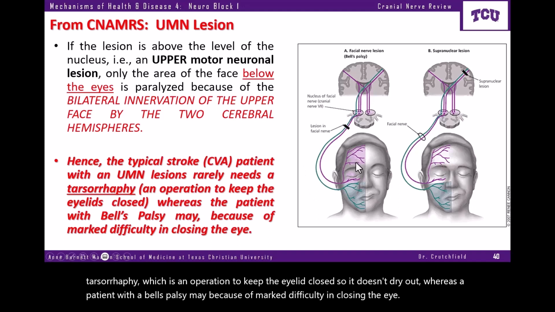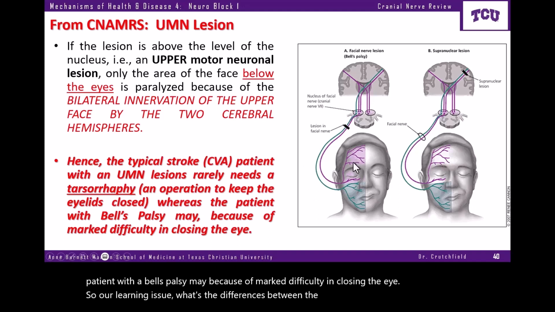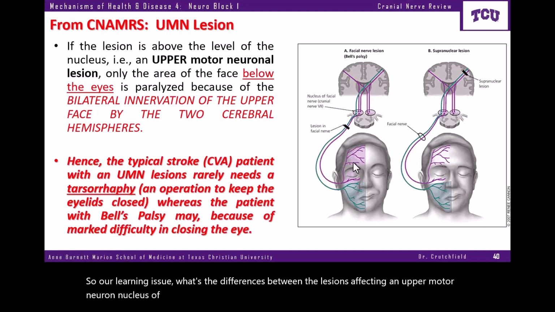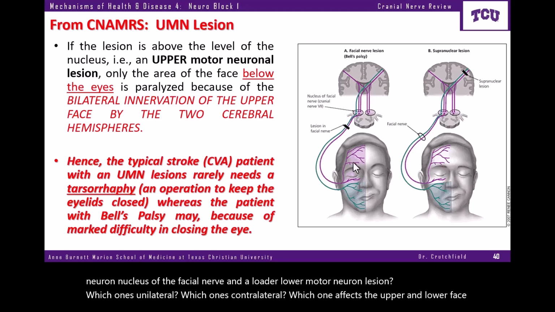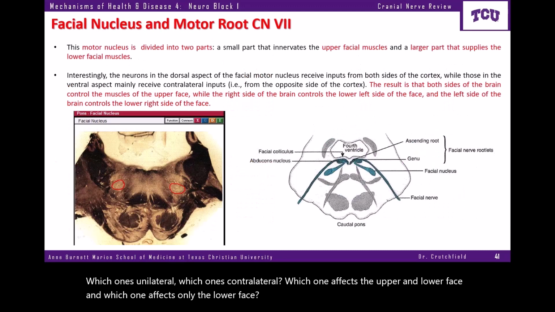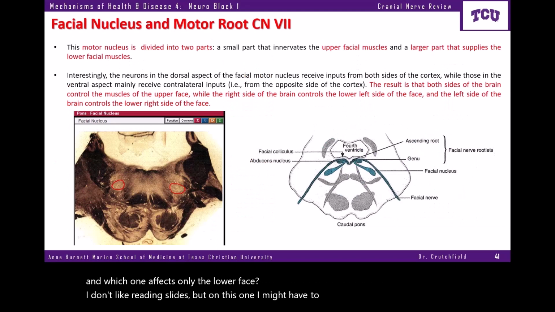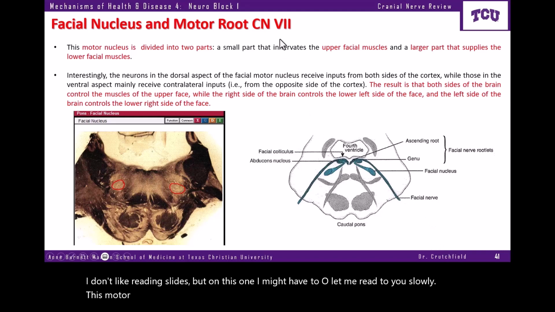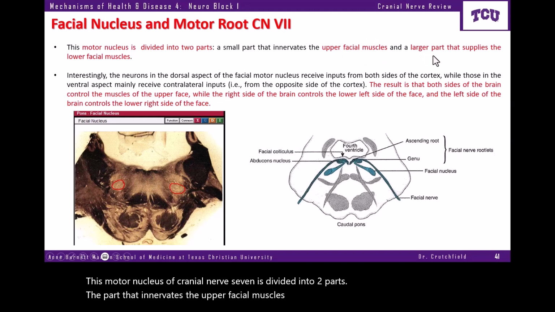So our learning issue: what are the differences between lesions affecting an upper motor neuron nucleus of the facial nerve and a lower motor neuron lesion? Which one's unilateral? Which one's contralateral? Which one affects the upper and lower face? And which one affects only the lower face? I don't like reading slides, but on this one I might have to. So let me read this to you slowly. This motor nucleus of cranial nerve 7 is divided into two parts: the part that innervates the upper facial muscles and a larger part that supplies the lower facial muscles.